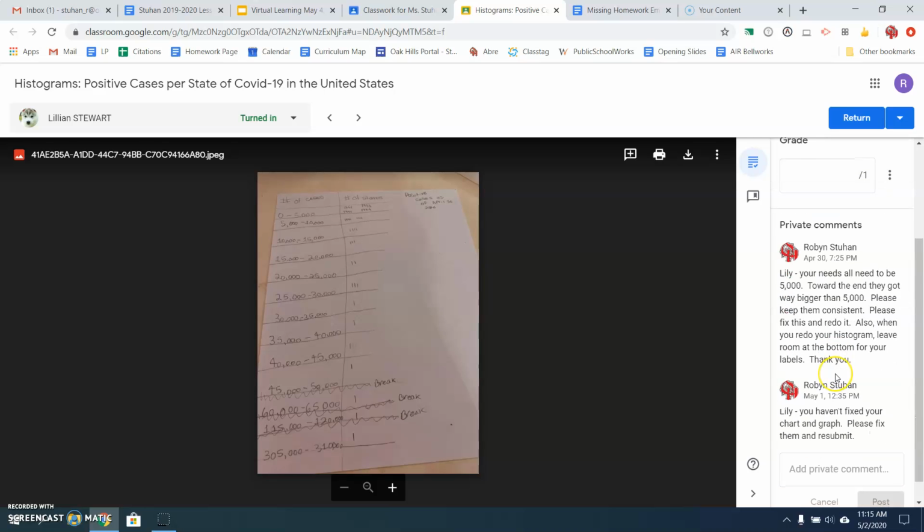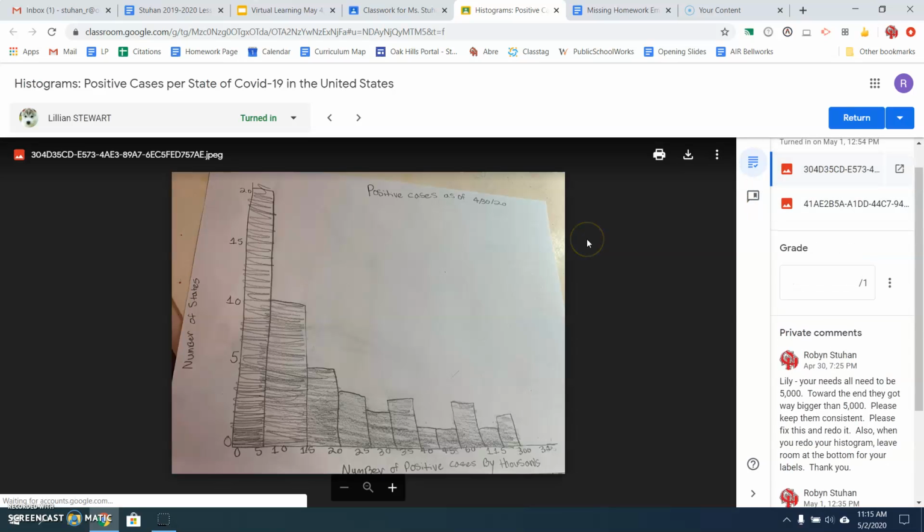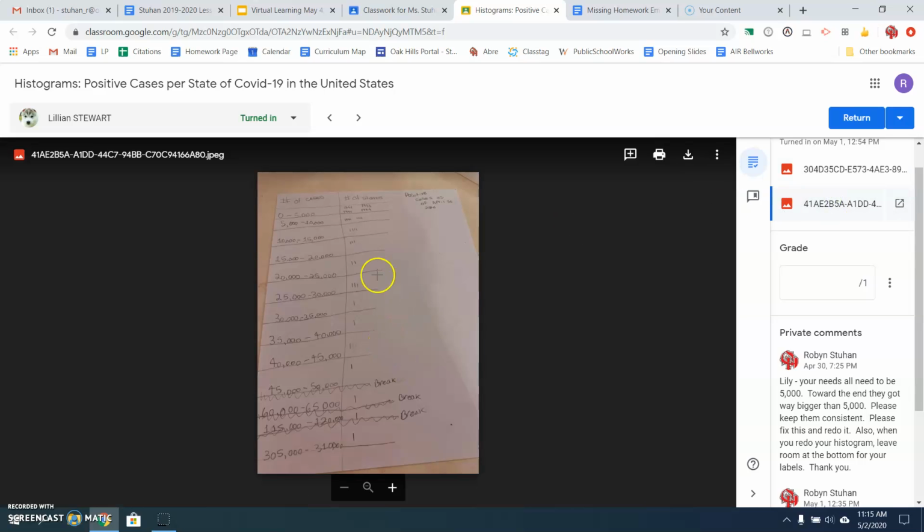There's still a couple things that need to be fixed. It looks like your frequency chart looks pretty good. You've got all your bins are 5,000, and then when you get to a break in the data, you've got these breaks here, and I believe that this is accurate. So this is good. Your histogram, though, needs to reflect what is on your frequency chart.